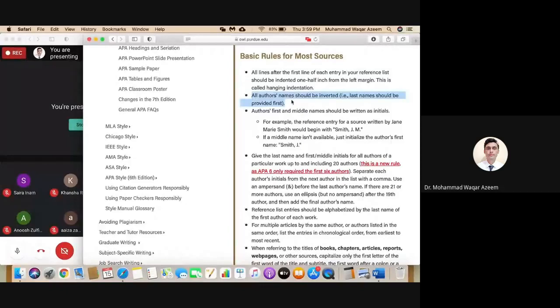The second rule which applies to all kinds of citations is that all the authors' names should be inverted. That is, last name should be provided first. Okay? So if somebody's name is Mary Smith, okay, so the name Mary Smith has two parts. Smith is the second name and Mary is the first name. While writing the citation, we write the second name first. So Smith comes first.